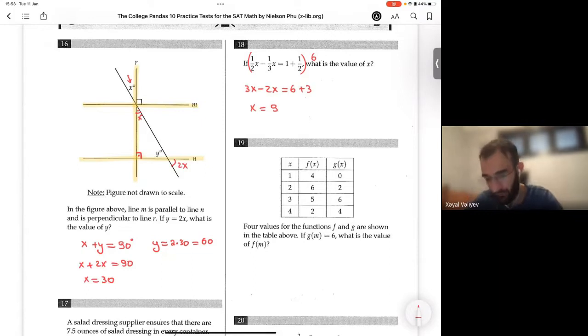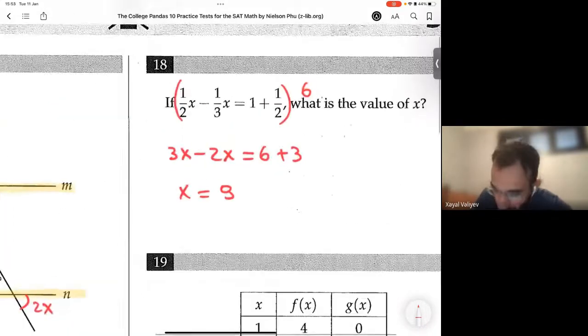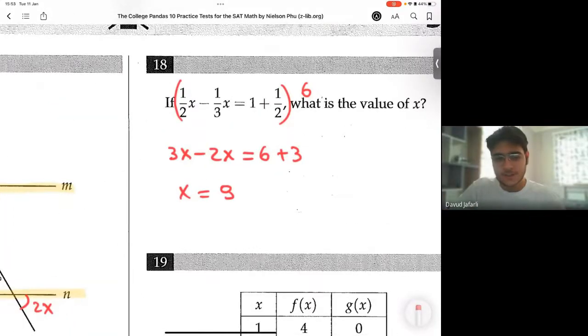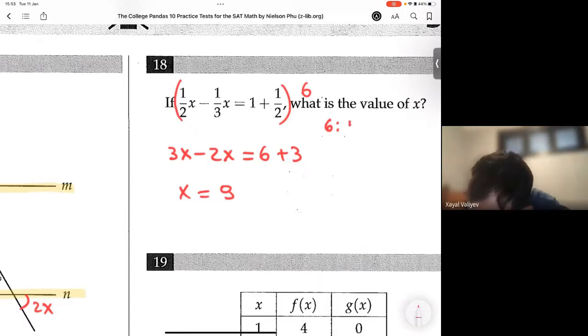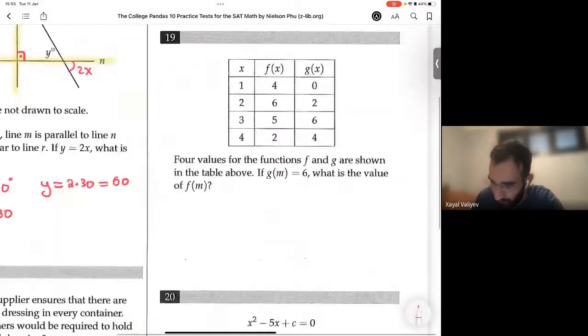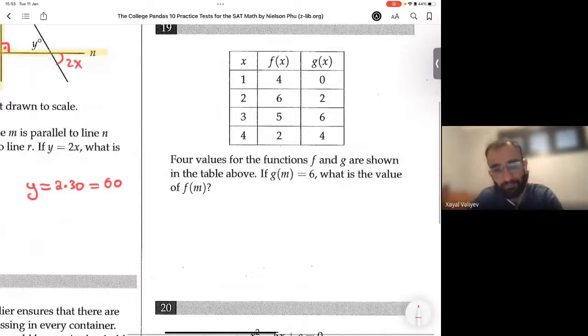Instead of subtracting fractions or converting them to decimals, why did I multiply by 6? Because 6 has factors 1, 2, 3, and 6, right? And both 2 and 3 we have there. That's why 6. And question 19.